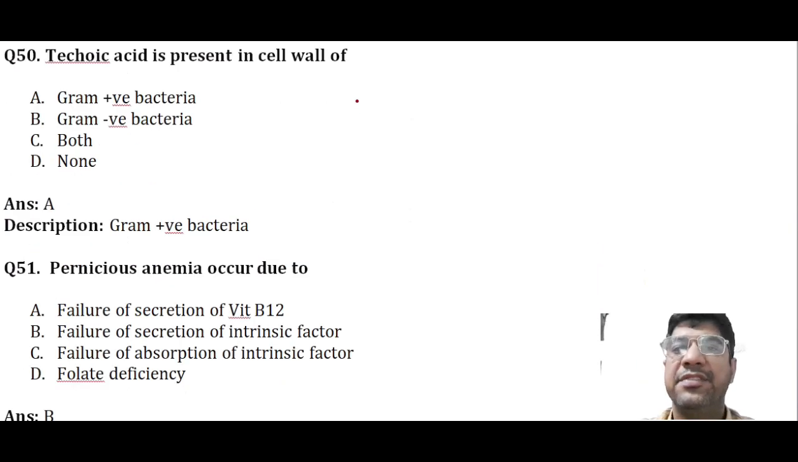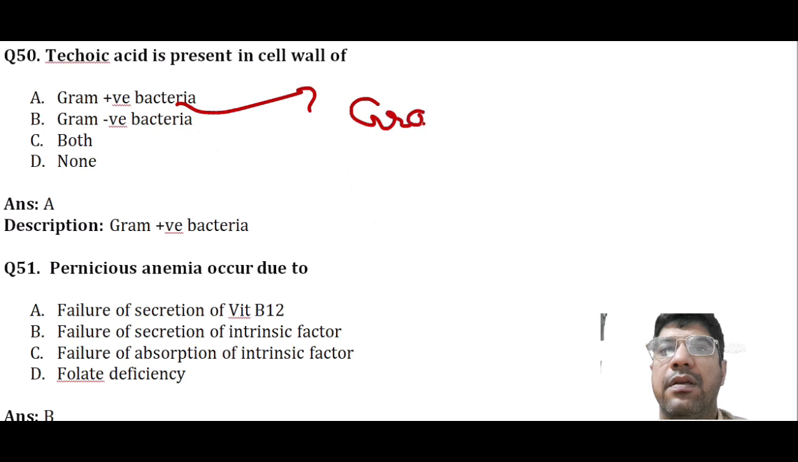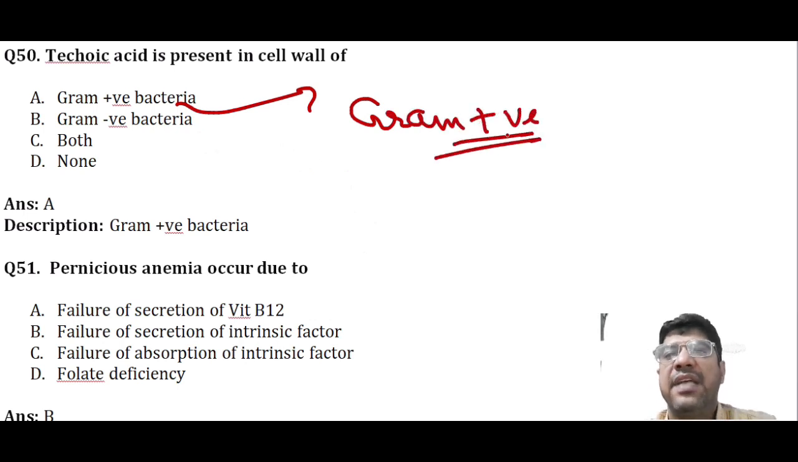Teichoic acid is primarily present in the cell wall of gram-positive bacteria. And in gram-negative bacteria, the cell wall typically lacks teichoic acid.